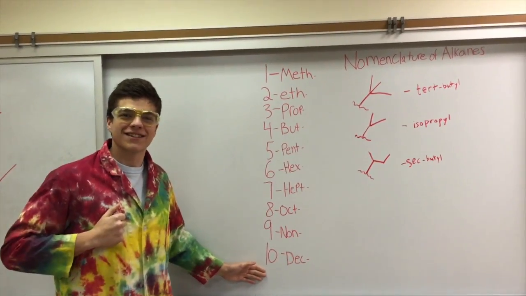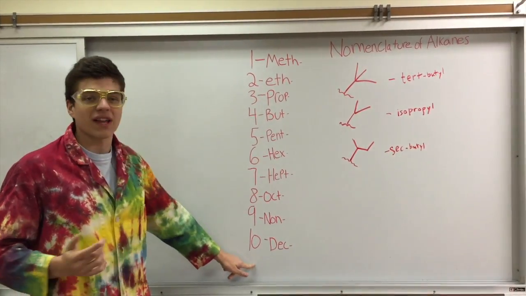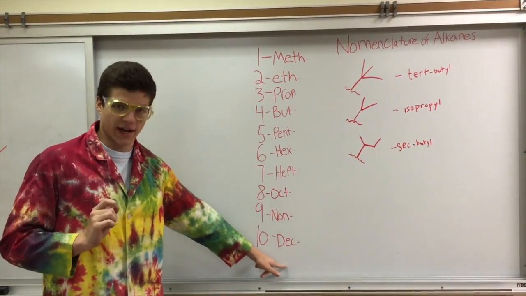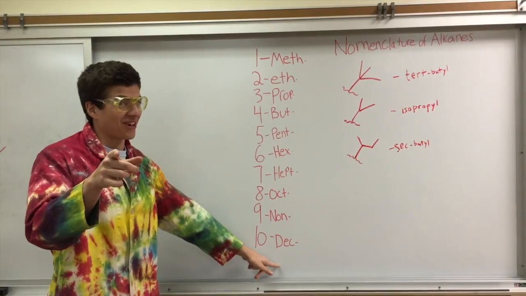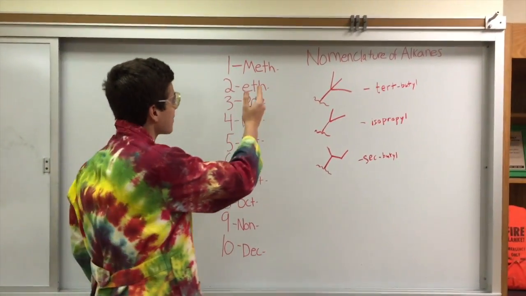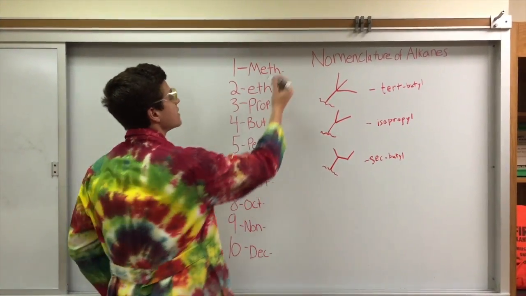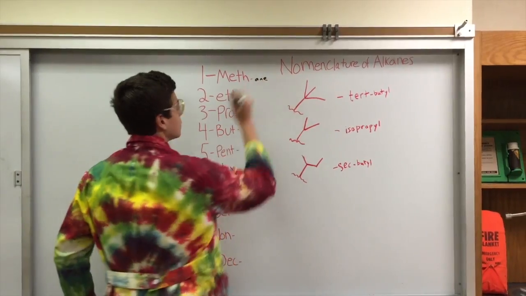Welcome back, class. So here are our prefixes once again. Also for 11 it would be undec. Mr. Trong tried to trick us last year with this one. Anyways, for alkanes, we actually have the suffix -ane.